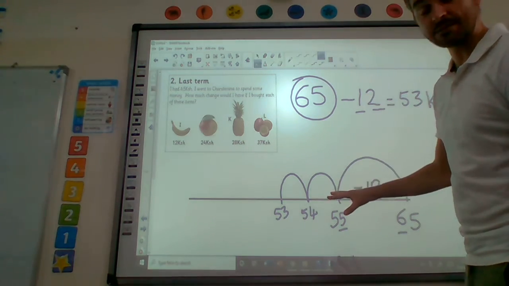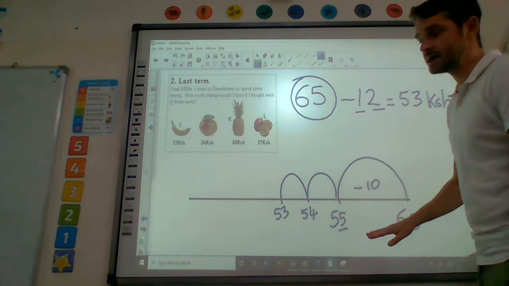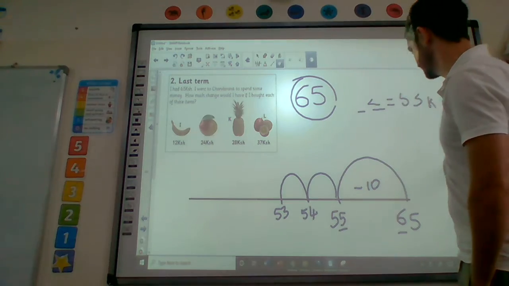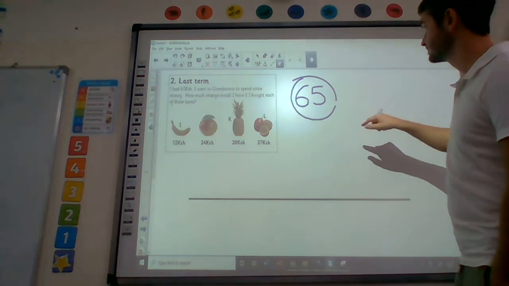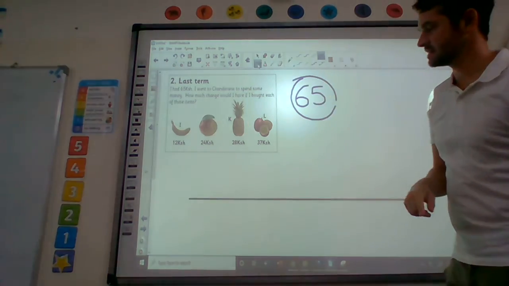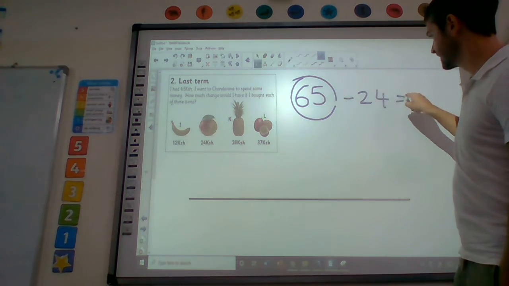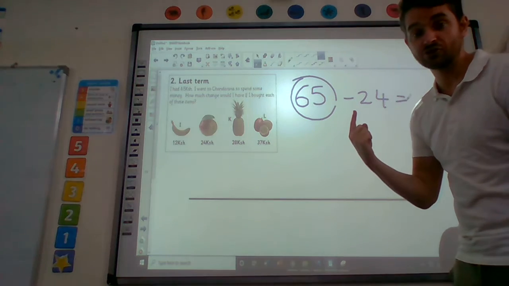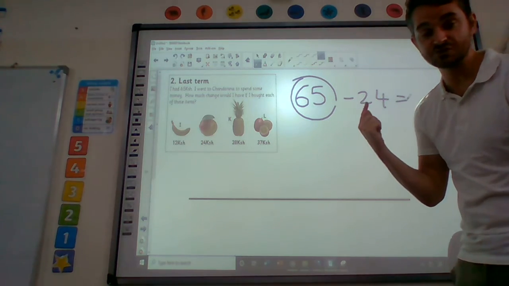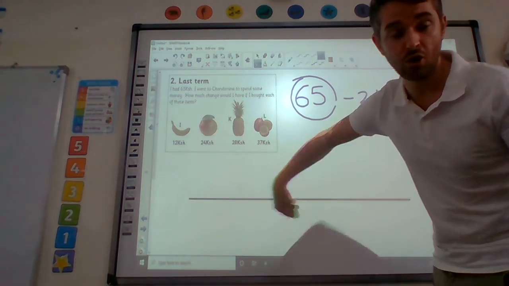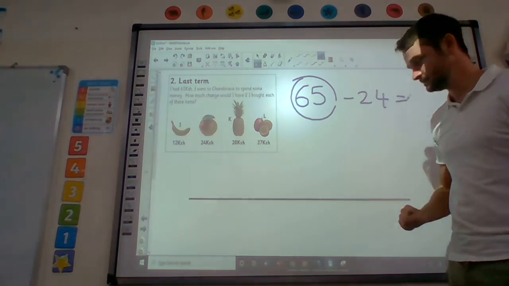Make sure yours looks like mine, because I'm going to wipe this away and find out how much change I would have if I bought a mango. This time, 65, take away 24. Look carefully. I've got 2 tens to take away here. That's really important. This is the number sentence. You have a go on your number line now.